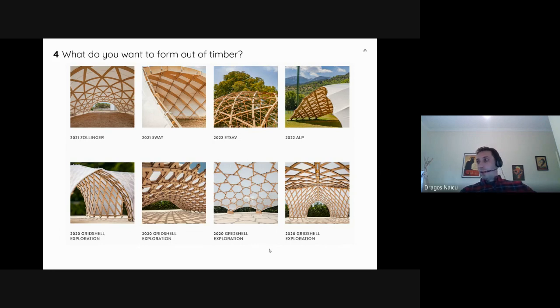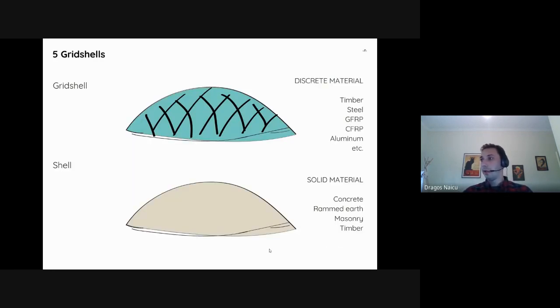Then we need to understand what those are and how they work, right? So grid shells are doubly curved surfaces where the material is discretized in certain areas of the surface, and the material can be timber, obviously, but then there's other options, as you have seen, no doubt: steel, fiber reinforced polymers, aluminium, etc. But the grid shell is a subset of a larger category called shells, which are doubly curved structures made out of solid material, so continuous material, typically concrete or rammed earth, masonry. We've seen today also with some panelation, timber also possible.